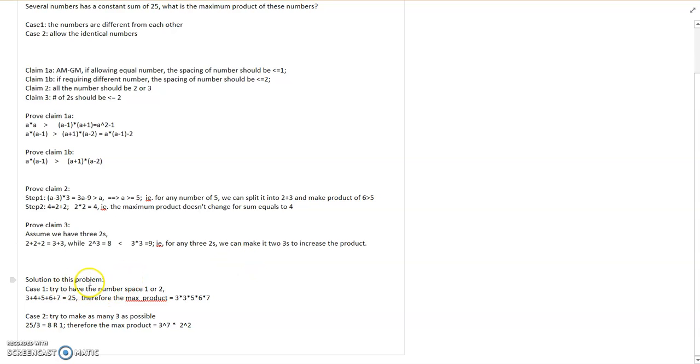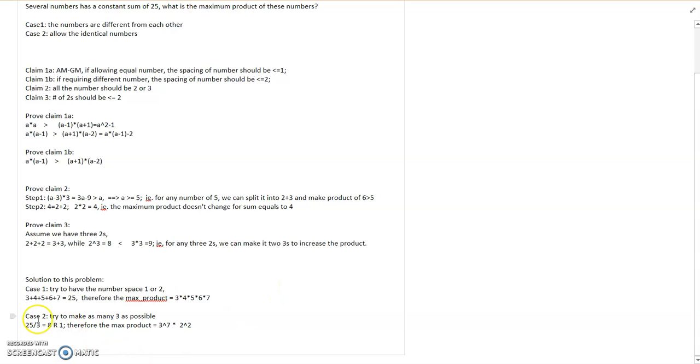So now let's see what this is. If the numbers have to be different from each other, basically we want the number spacing to be 1 or 2, with 1 being preferable. So 3 plus 4 plus 5 plus 6 plus 7 is 25. So this is the maximum product.